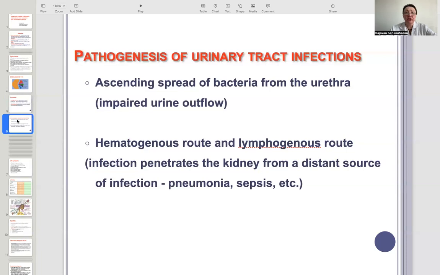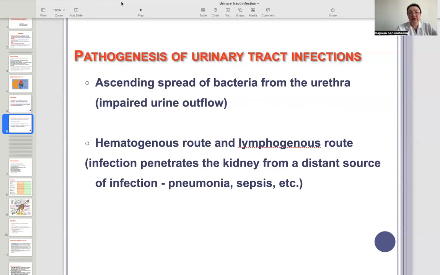Next, pathogens of urinary tract infections: ascending spread of bacteria from the urethra, hematogenous route and lymphogenous route, where infections penetrate the kidney from a distant source of infection, pneumonia, sepsis, and so on.